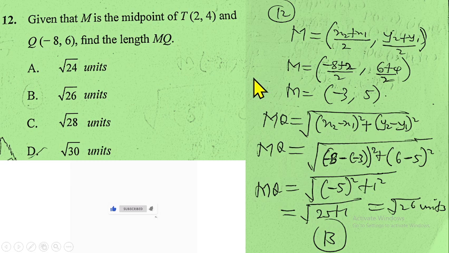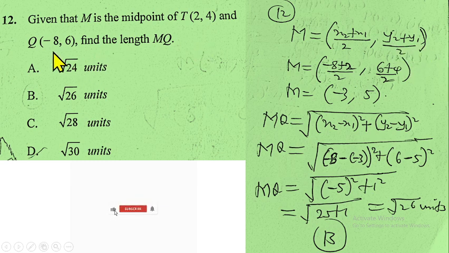So the question is, how do we find the midpoint of 2 points given their coordinates? To find the midpoint of T and Q, which is labeled M, M is equal to (x2 plus x1 over 2, comma, y2 plus y1 over 2). This is the formula for finding the midpoint of 2 points. So from this T and Q, we can get our x2, x1, y2, and y1.